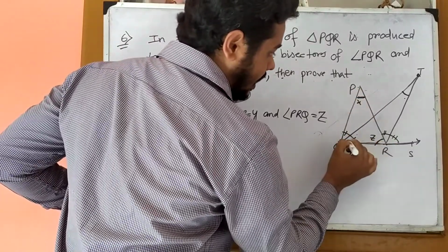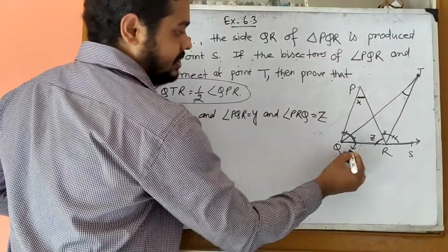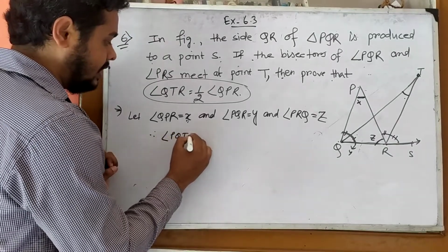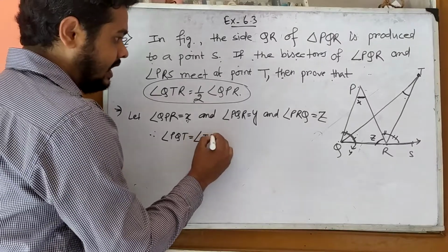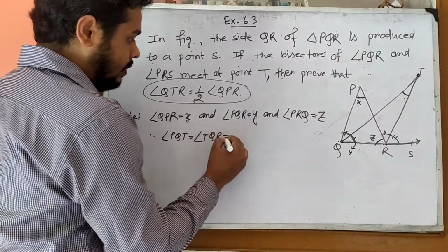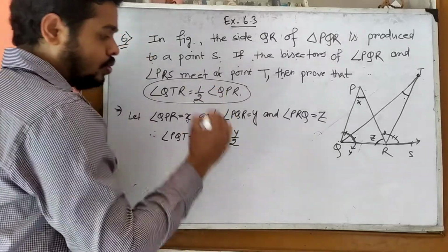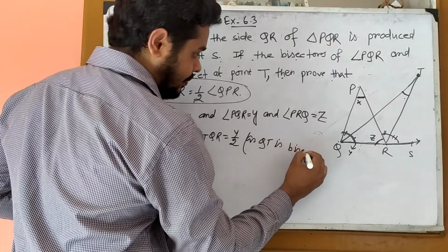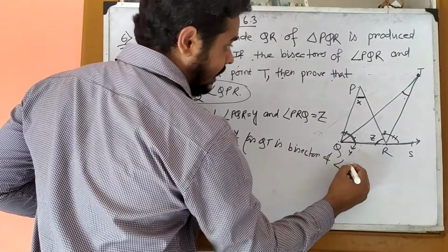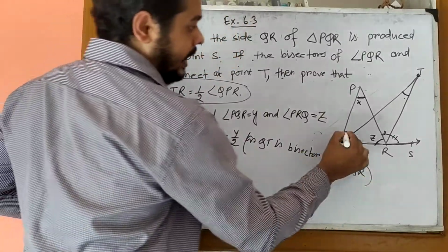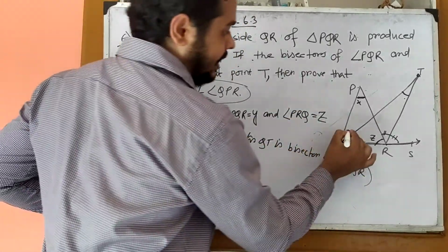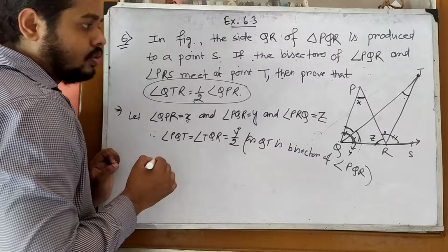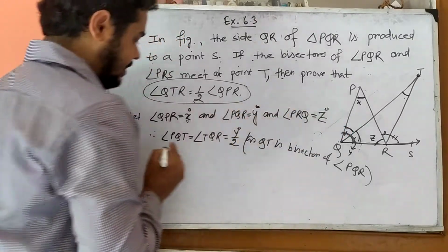Now angle PQR, according to our assumption, is y. Therefore angle PQT equals angle TQR equals y by 2, as QT is the bisector of angle PQR. The whole angle is y according to our assumption, therefore each part will be y by 2. Okay, x degree, y degree, z degree.